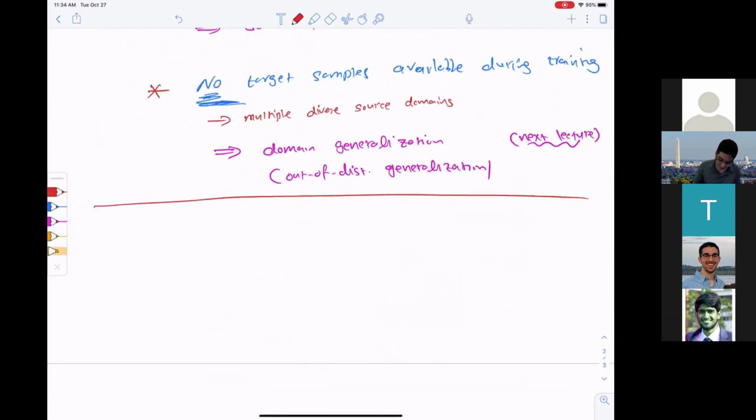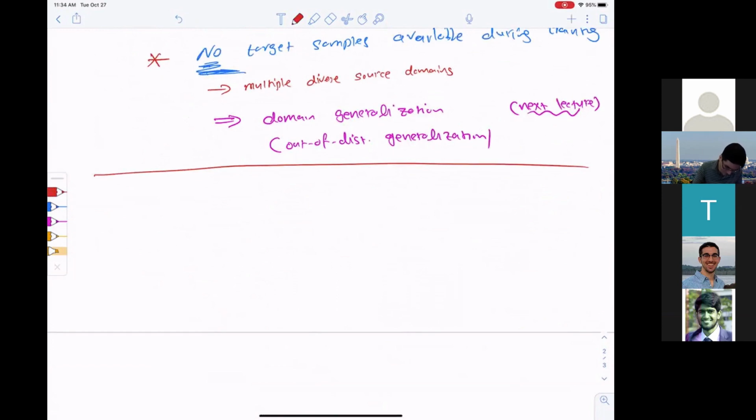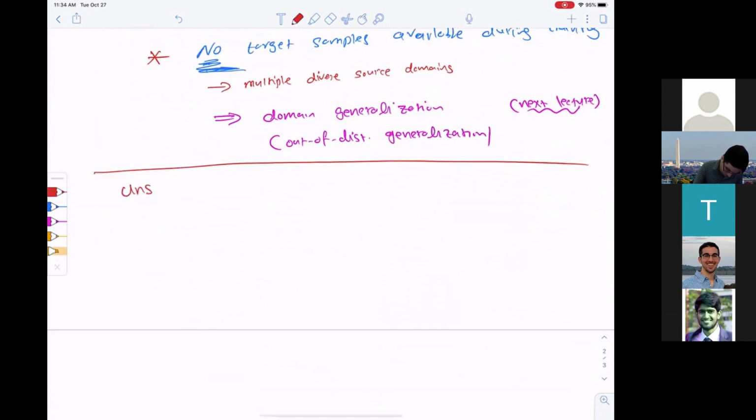As I mentioned, today we are going to focus on the unsupervised domain adaptation problem.